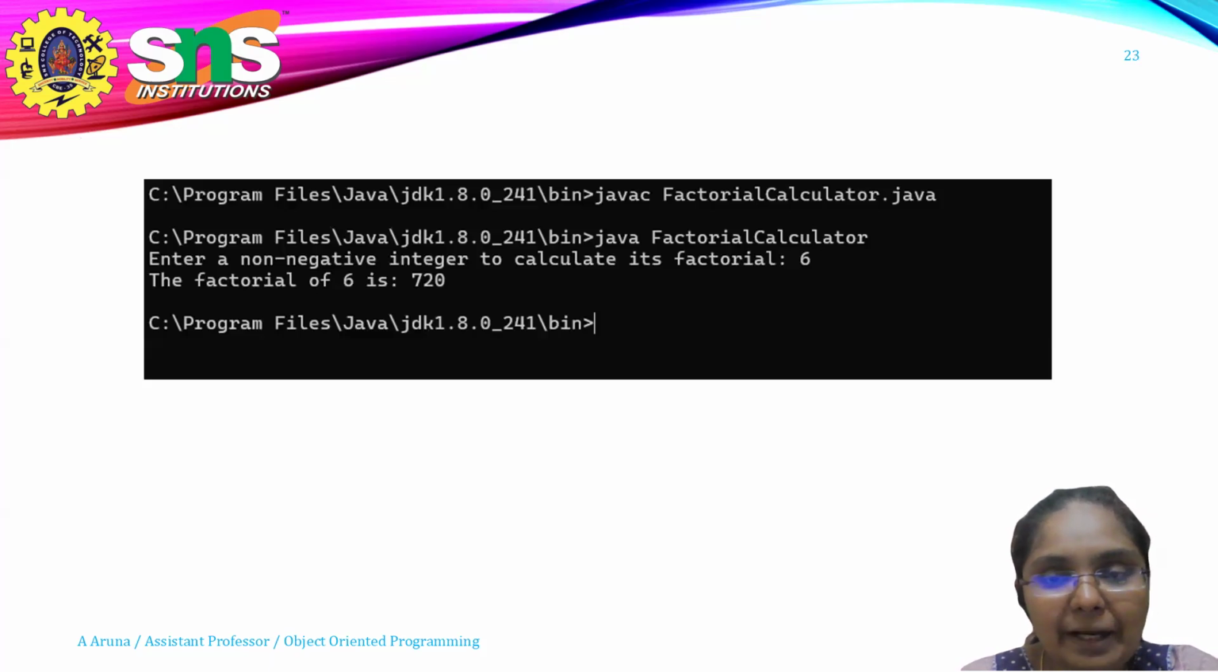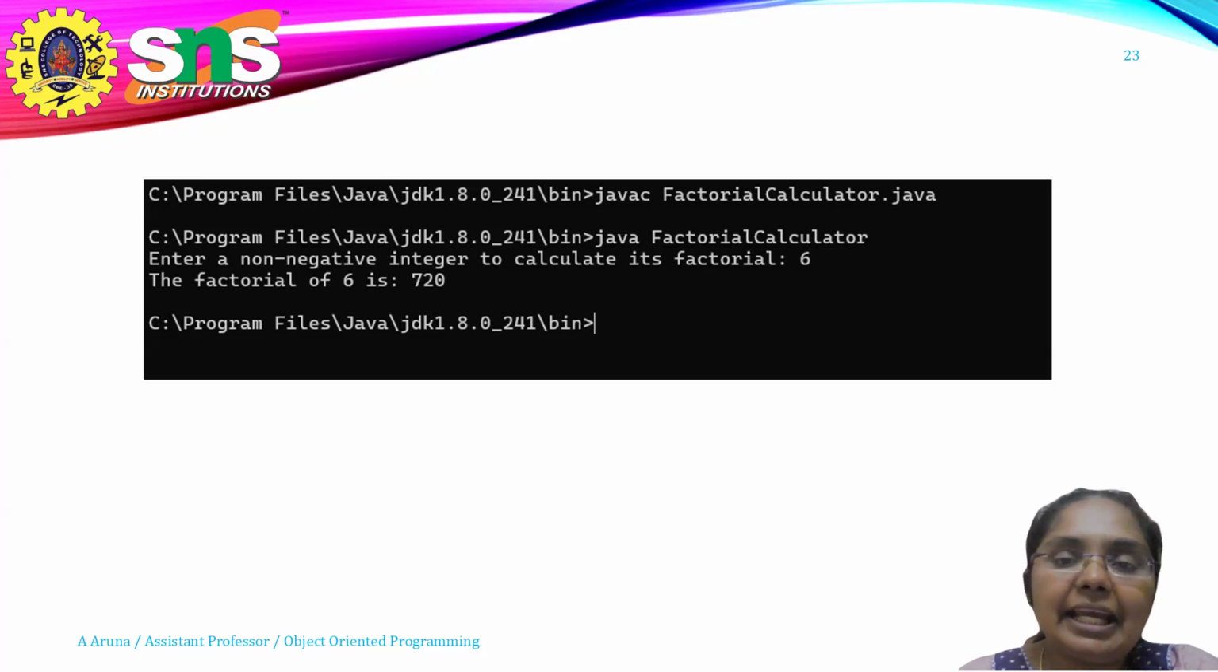I have compiled the program by using the Java compiler. While running the program, I use the java command to run it. Through that, I'm getting the range 6. So 6 into 5 into 3 into 2 into 1, it will give 720. This is how the factorial of a given number can be executed.